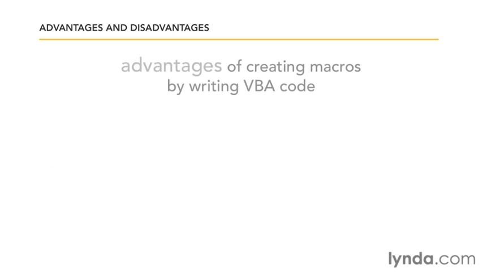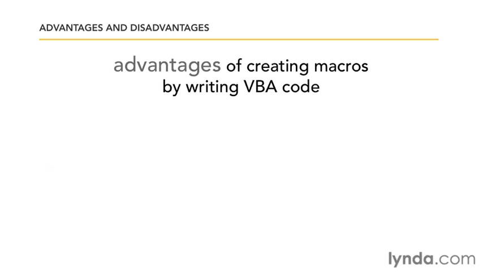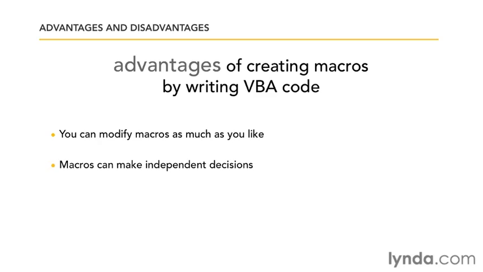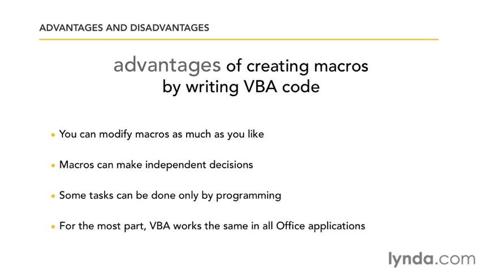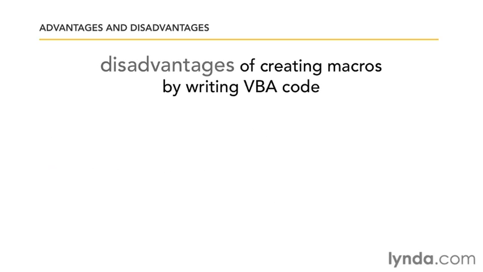So there are definite advantages to writing macros in Visual Basic. One is that you can modify the macros as much as you like, or as much as you understand the VBA. The macros can make decisions for you. So a macro can say, well, if this number is greater than 1500, then display this message. There are some tasks that you can execute only by writing the VBA, and once you know how to use VBA in Excel, you know most of what you need to use VBA in Word or PowerPoint or Access or other Microsoft programs. But there are downsides to writing VBA code.